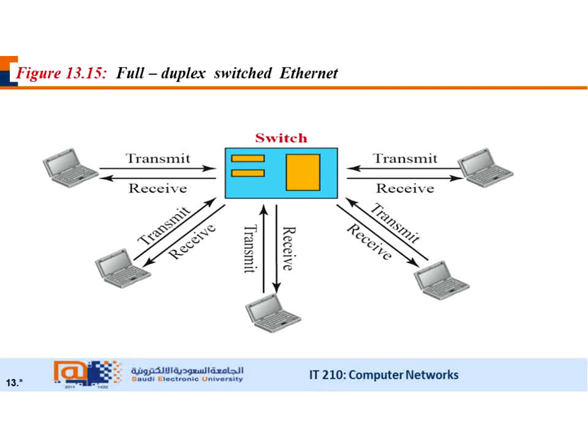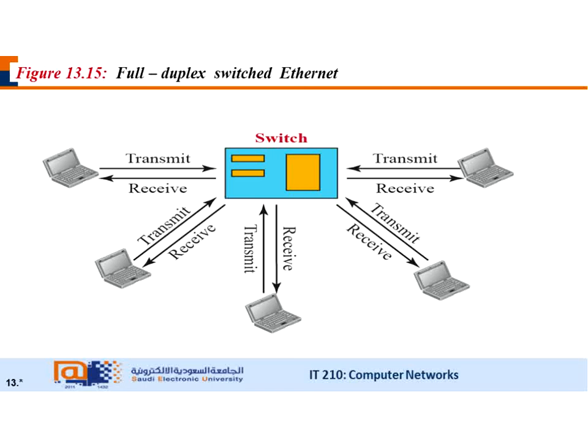Now one of the limitations of 10Base5 and 10Base2 is that communication is half duplex. So a station can either send or receive, but may not do both at the same time. So the next step in the evolution was to move from switched Ethernet to full duplex switched Ethernet. So this figure shows you a switched Ethernet in full duplex mode. So information can be transmitted and received at the same time.